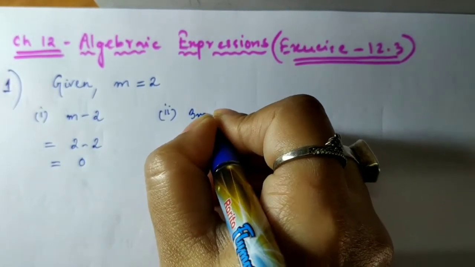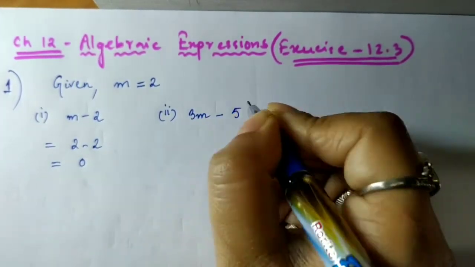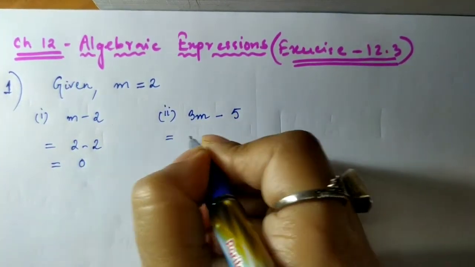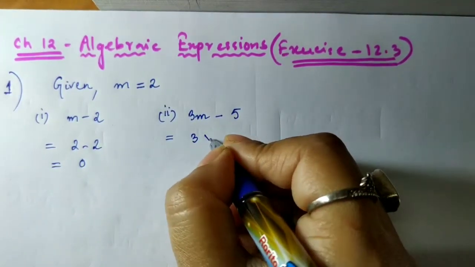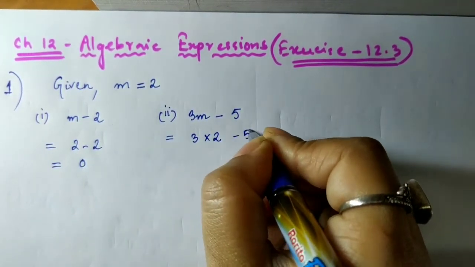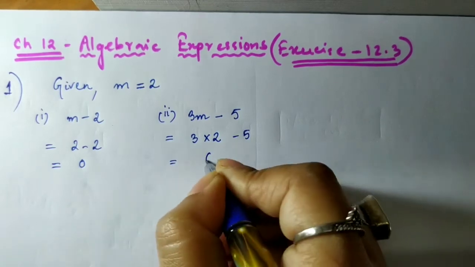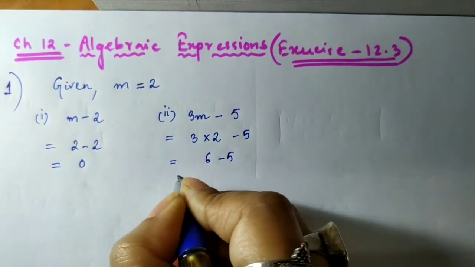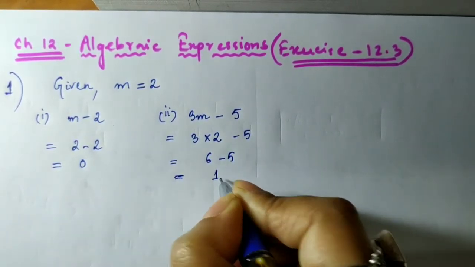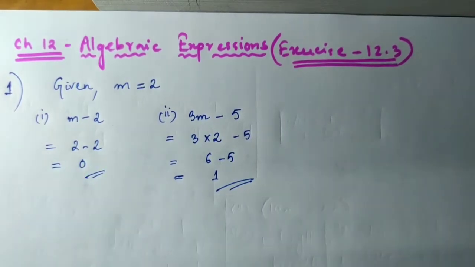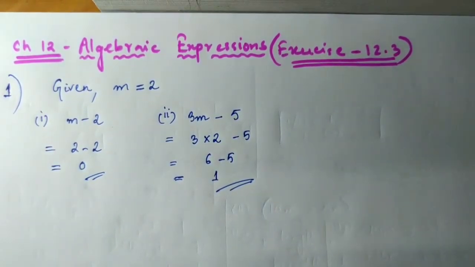Question number 2 is given as 3m minus 5. Okay, so in place of m, what will you put? You will put this 2. 3 times 2 minus 5. So 3 2s are 6, minus 5. The answer is equal to 1. Okay, so in this way you need to do the solutions.